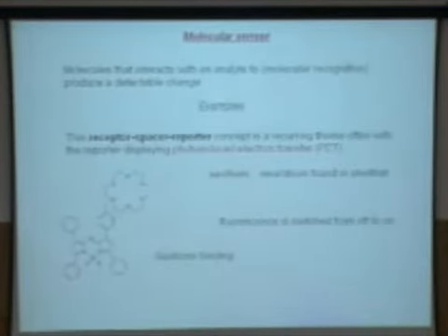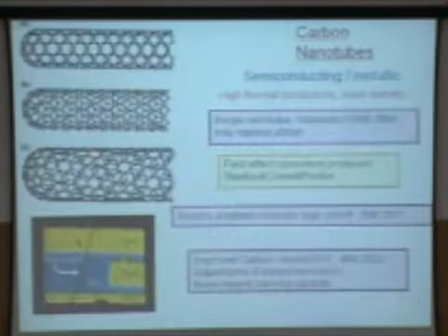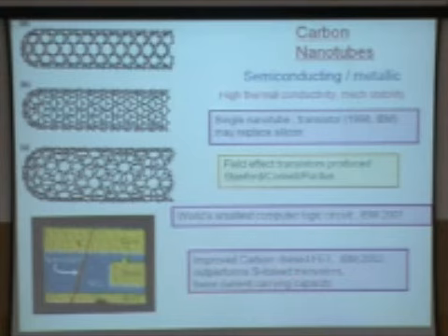This is a molecular sensor, I won't go into that. These kind of molecular tweezers have been made. So this is a molecule in which another molecule can get entrapped. This is a fullerene molecule which can get entrapped in another molecule. So these are carbon nanotubes which have been made long back by IBM. This I don't want to say.